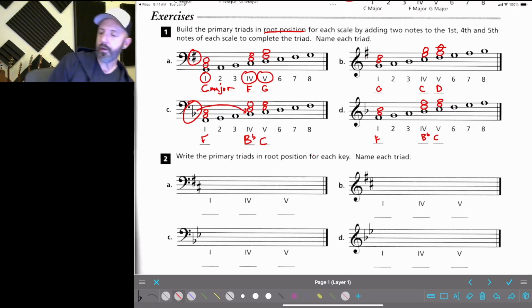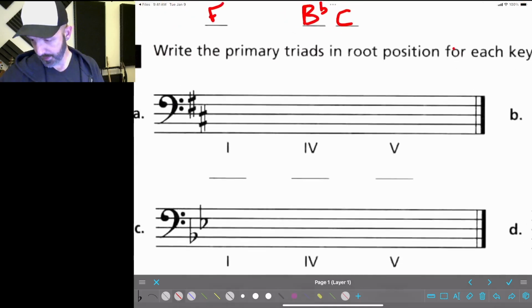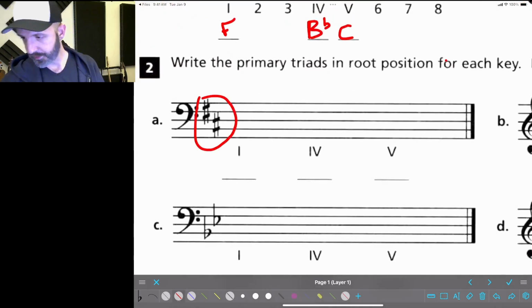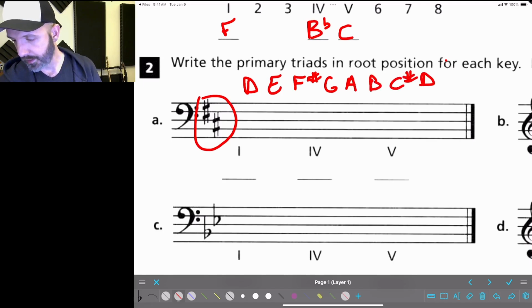Write the primary triads in root position for each key. Name each triad. So, D major. So we're going to write out a D major scale. Hopefully at this point you're getting pretty quick with that. D, E, F sharp, G, A, B, C sharp, D, right? So we change the color here. I'm feeling like Khan Academy, doing all those math problems, changing the color there. So D, G, and A.